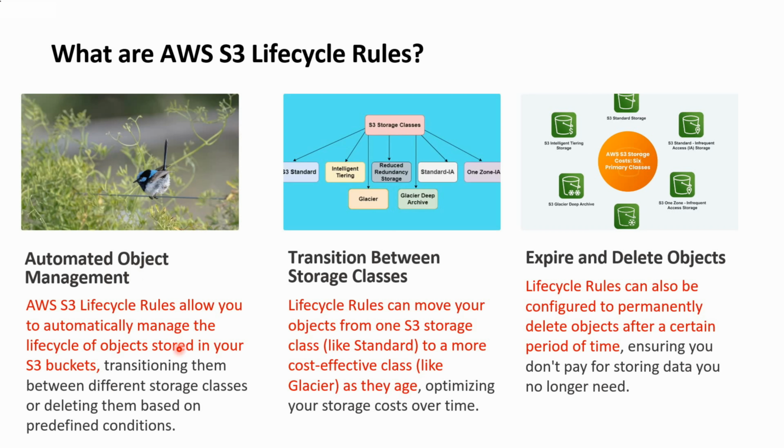AWS S3 Lifecycle Rules allow you to automatically manage the lifecycle of objects which are stored in your S3 buckets, transitioning objects between different storage classes or deleting them based on predefined conditions. Transition between storage classes: lifecycle rules can move your objects from one S3 storage class to a more cost-effective class as they age. For example, using lifecycle rules, we can move objects from Standard storage class to Glacier storage class, which optimizes your storage cost over time.